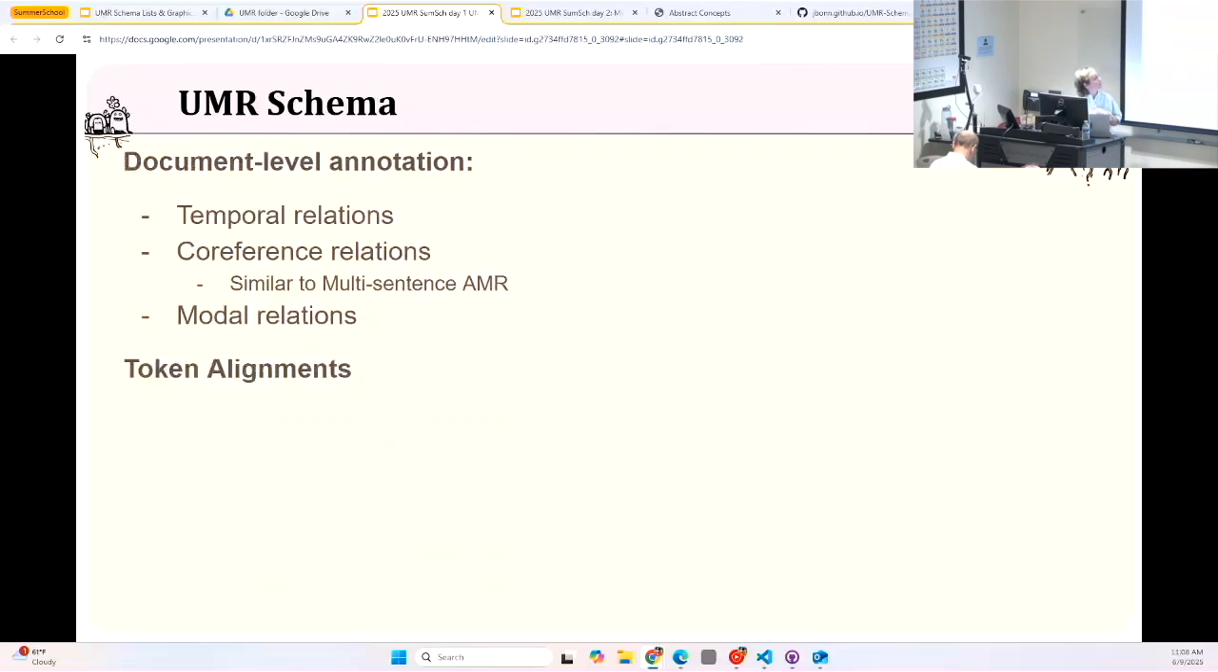Document level graph. So this is probably the biggest thing that UMR adds. It's a second graph for every sentence that tracks cross-document relationships. So temporal relationships, co-reference relations, that's really similar to what was done in multi-sentence AMR, and then modal relations. So we'll go over all of that later. Token alignments, we also add, really important. It is such a pain in the butt that AMR does not have token alignments.